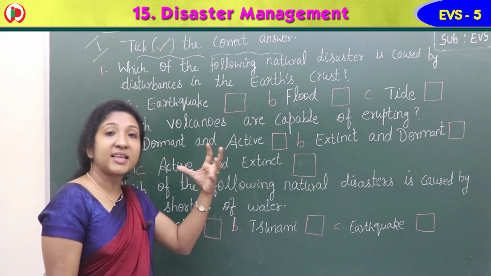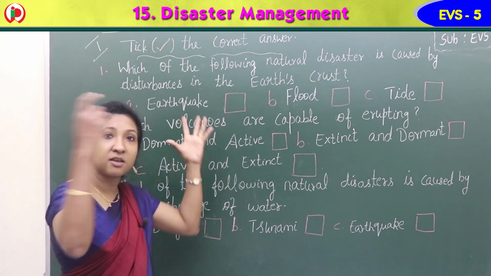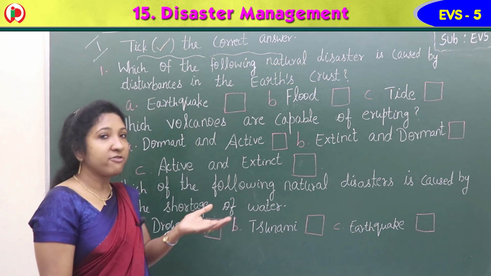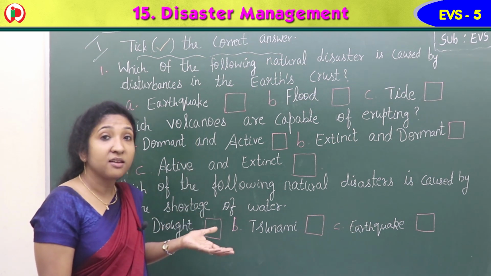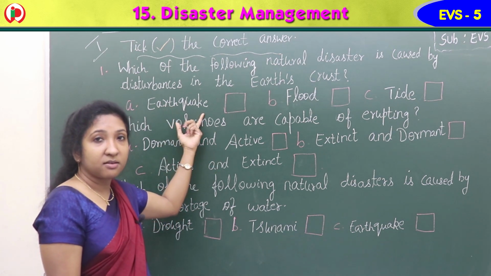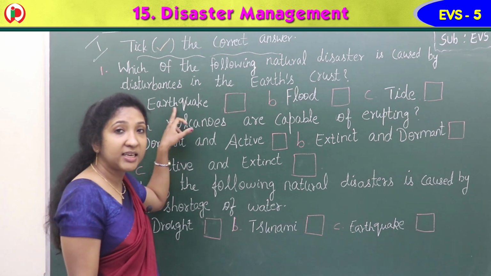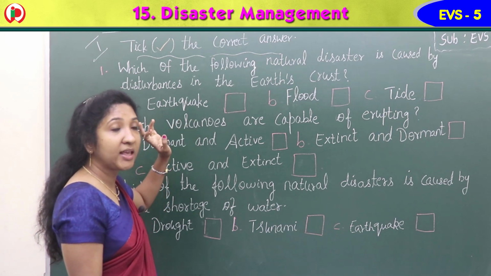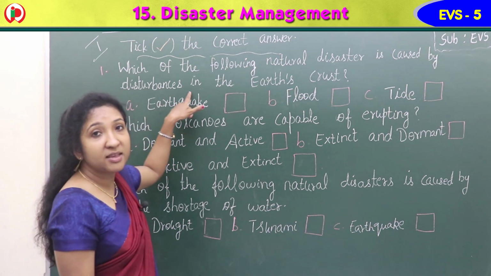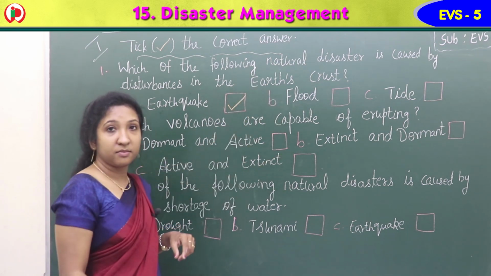Movements are there, but it gets stuck in between, and sometimes because of high pressure, movements get immediate. Some sudden movements happen in the layer of the earth, and it results in, yes, it results in earthquake. So option A is the right answer. Earthquake, E-A-R-T-H, earthquake, Q-U-A-K-E, earthquake. So it happens due to a disturbance in the earth crust. So give a tick here.